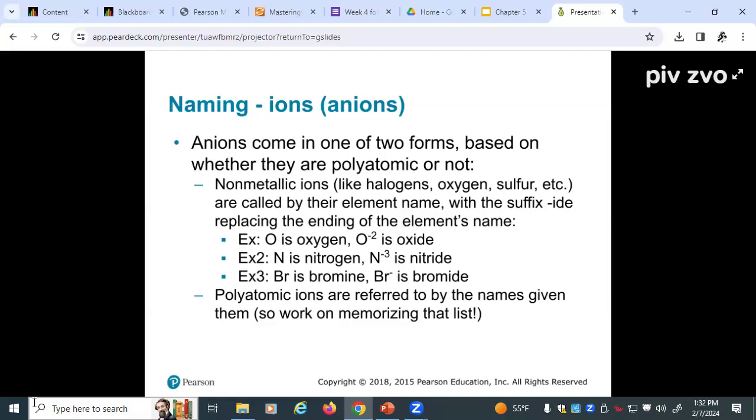So that's the first group. First group is just simply, I've got an element that has a negative charge, I just change its ending. The second group is a group of polyatomic ions that are negatively charged, and we just name them according to what we named the polyatomic ion. And just as a little bit of a hint, when we come up to that nomenclature quiz, those polyatomic ions you're going to have to know them. So make sure that you're spending some time working on getting more familiar with that list.